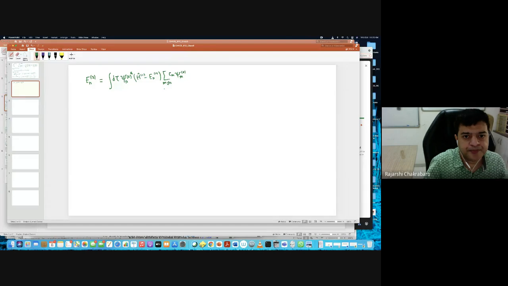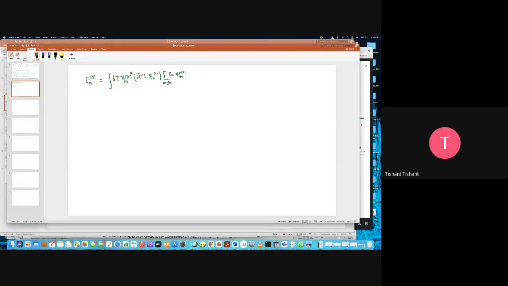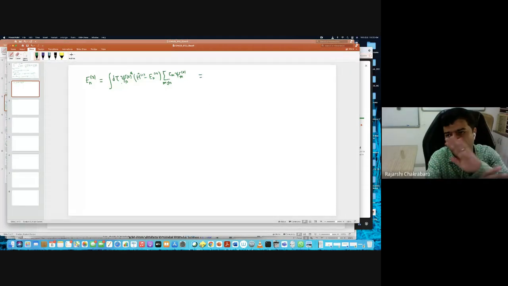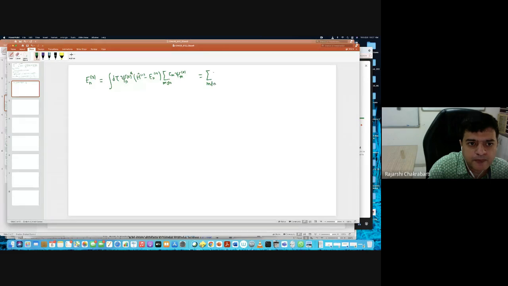Is it fine? Now this one, I can exchange the order of integration and the sum. The sum I'll take out here, I can do the sum later, doesn't matter. So what will be the first term? The integral d tau psi n0 star. Can anyone tell me what will be the first term? H1 psi n0. This is fine. And what is the next term?